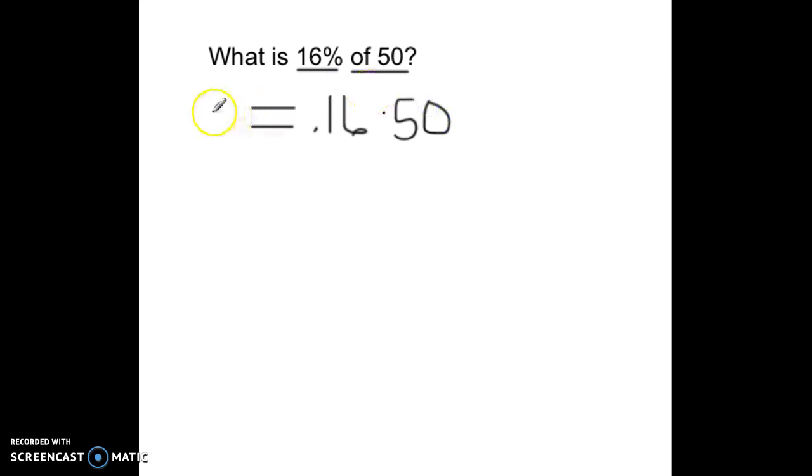So it really wants to know what number is part of 50, or what number is 16% of 50. So here's our part, our x. In this case, it's really simple to do. Yes, I'm using my calculator, I'm cheating, but I'm going to do 0.16 times 50. And when I do that, I get 8. So x equals 8. So if you look at it, 8 is 16% of 50.